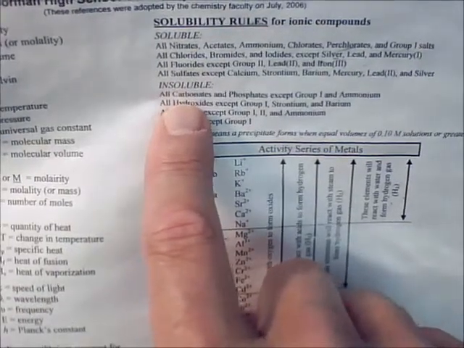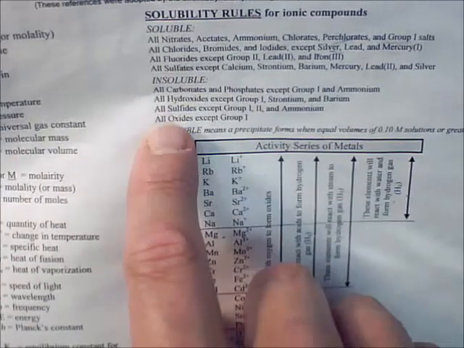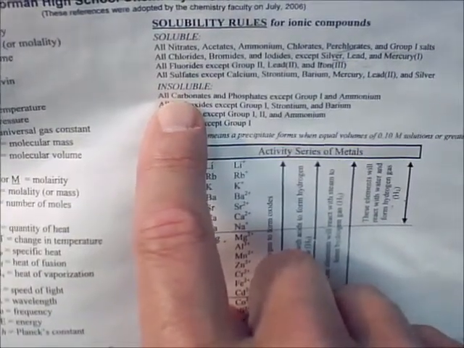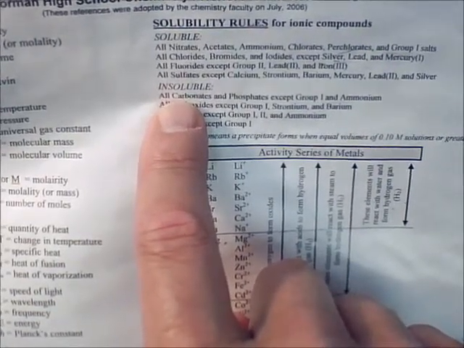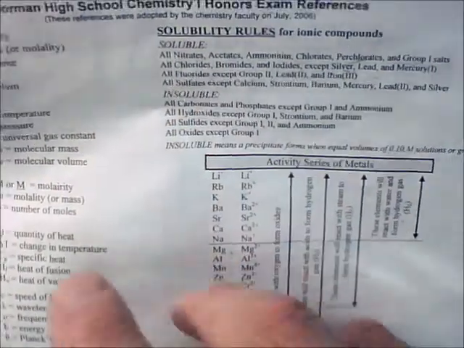So compounds with carbonates generally don't dissolve. Iron carbonate is insoluble. If you put it in water, it's not going to become aqueous. It'll be a solid. It forms what's called a precipitate. It falls down to the bottom as a solid if it's in an aqueous environment, if it's dissolved in water.